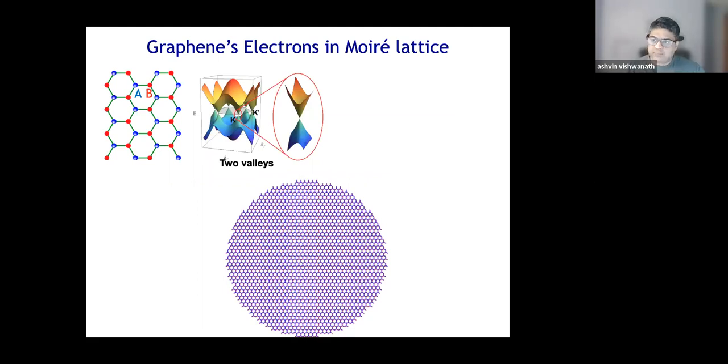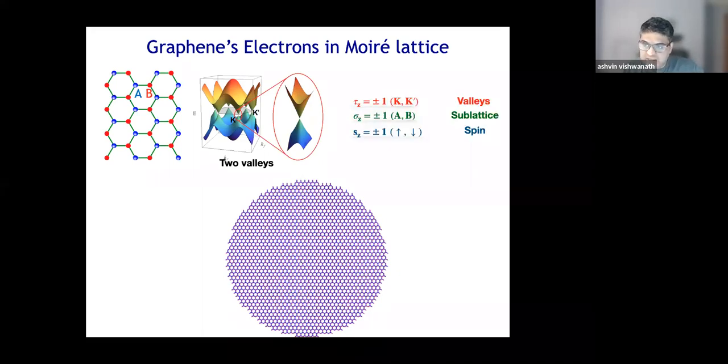But I want to set a little bit of notation that you'll see going through this talk. So of course, we start with graphene. It's got two sublattices, A and B, and two valleys, K and K prime. And I'm going to denote those by tau for the valley and sigma for the sublattice. And when we have to refer to spin, we'll use S rather than sigma. So that's for a single sheet of graphene.